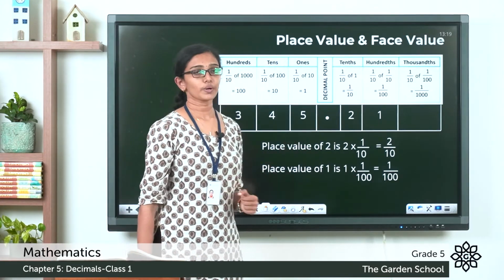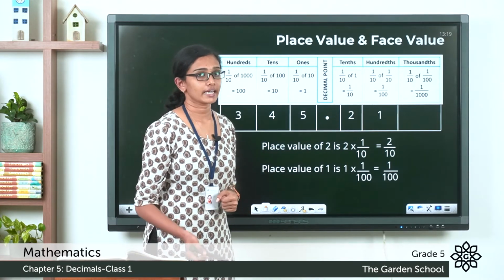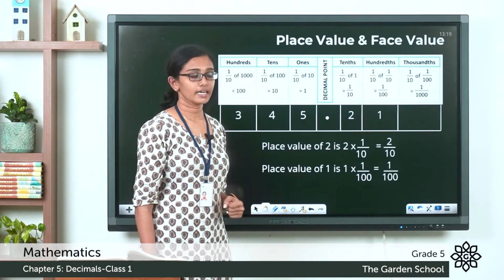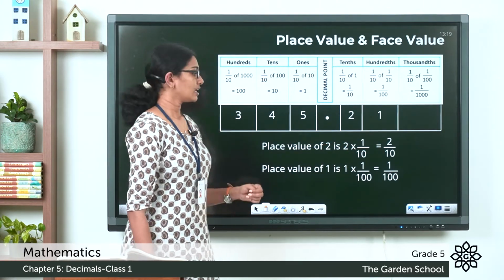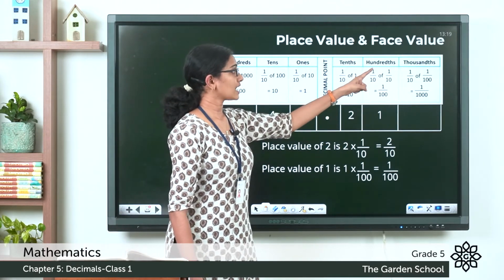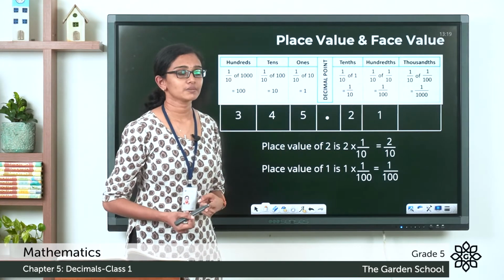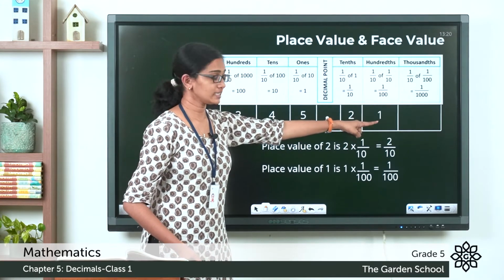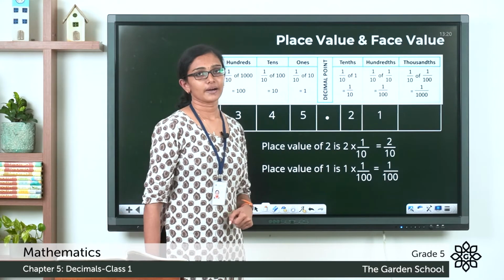Here the digit 2 is in the tenths place. The value of the place is 1 by 10. So the place value should be 2 into 1 by 10. Clear? What is 2 into 1 by 10? It is 2 by 10. Now what is the place value of 1 in this example? The digit 1 is in the hundredths place. And what is the value of the hundredths place? The value of the hundredths place is 1 by 100. So the place value of 1 here is 1 into 1 by 100, and it is equal to 1 by 100.